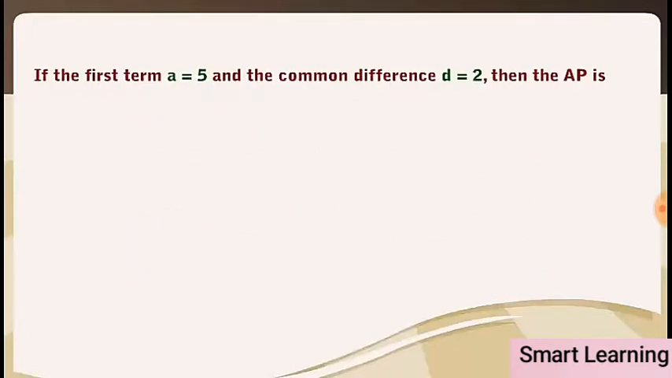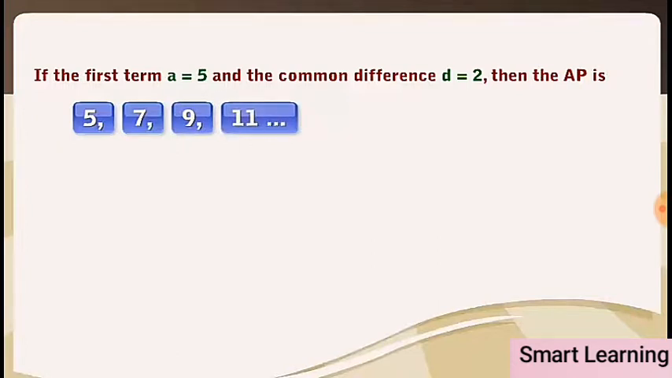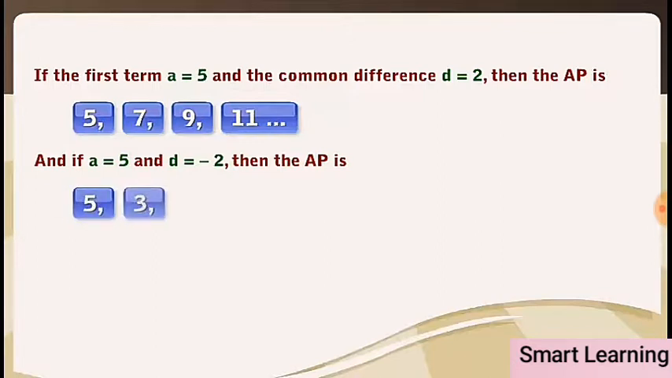If the first term A is equal to 5 and the common difference D is equal to 2, then the AP is 5, 7, 9, 11, and so on. And if A is equal to 5 and D is equal to minus 2, then the AP is 5, 3, 1, minus 1, and so on. So if you know what A and D are, you can list the AP.